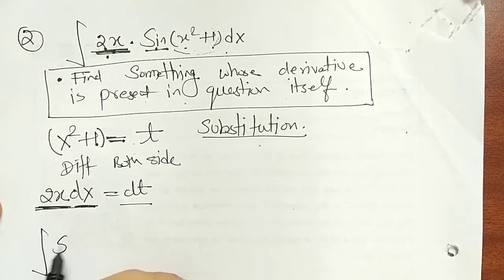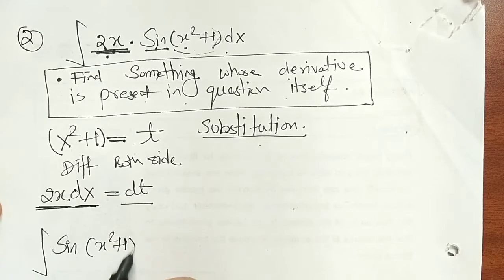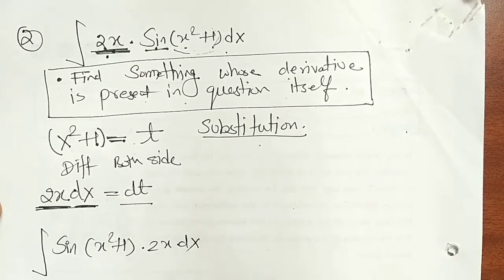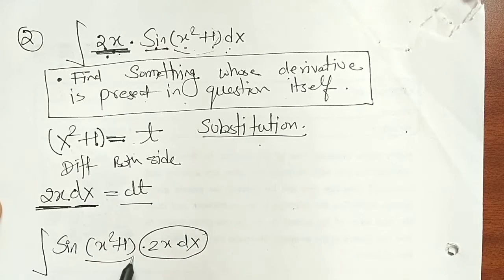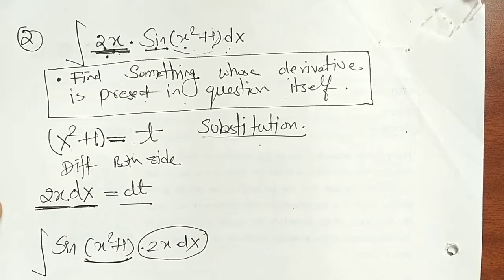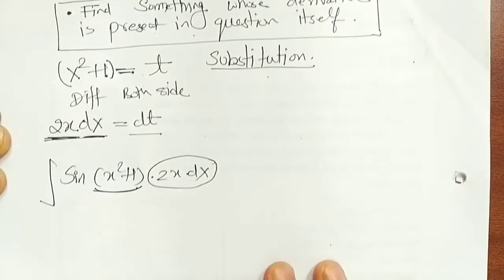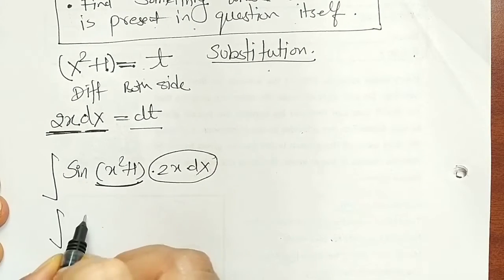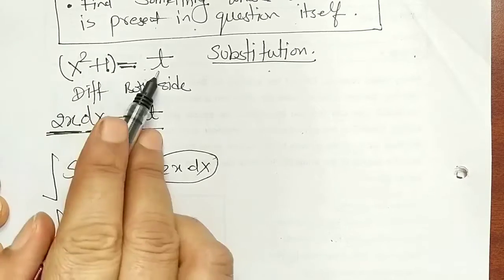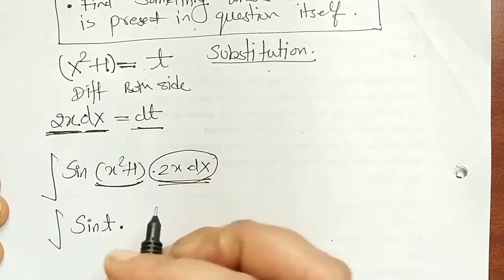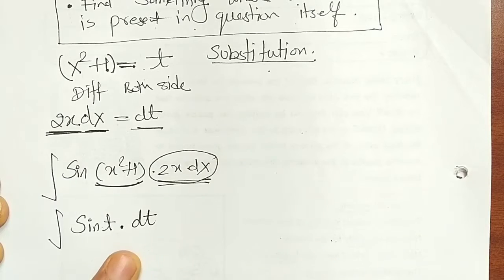Okay, so let me write down sin(x² + 1) 2x dx, just a rearrangement. And this is nothing but dt, and this is nothing but t, what we have assumed. So this is sin of t, because I have assumed t, and this is nothing but dt. And now it's easy to integrate.